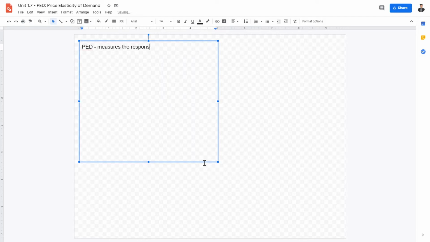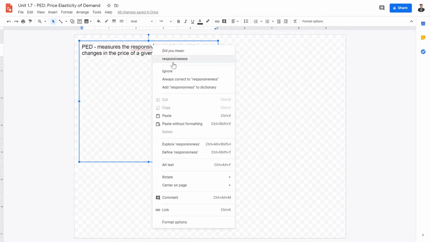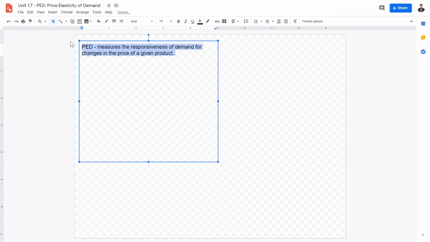So PED measures the responsiveness of demand to changes in the price of a given product. So PED measures how responsive consumers are to changes in the price of a given product.